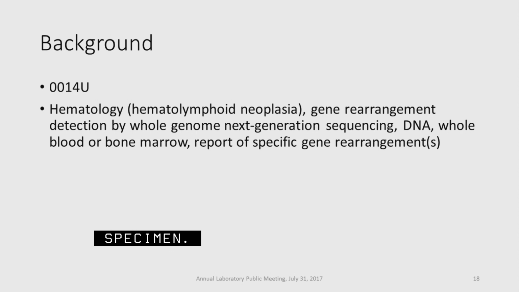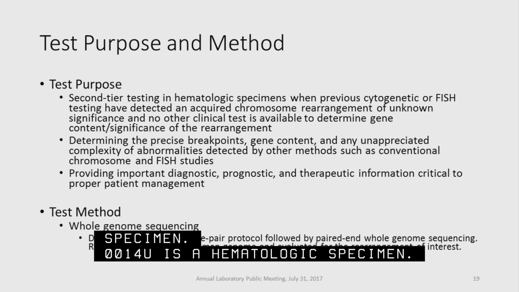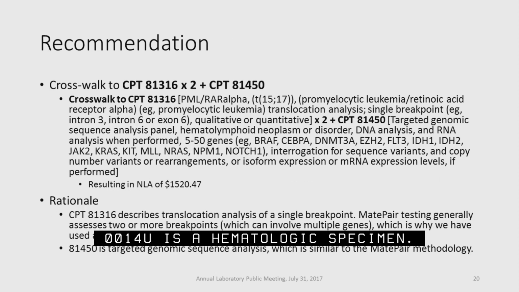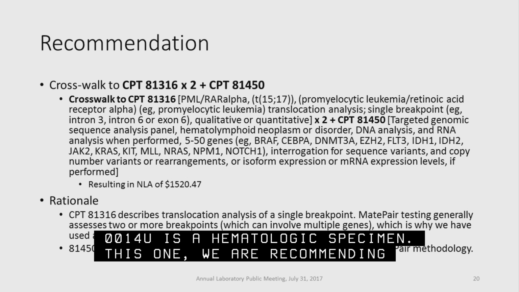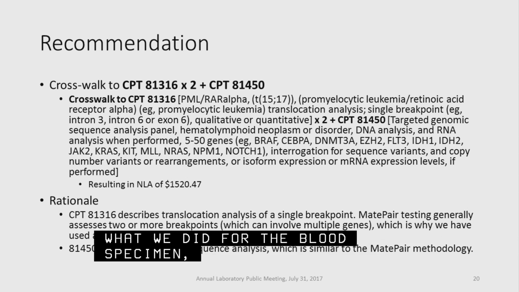0014U is mate pair for a hematologic specimen. Again, your test purpose and method are there. This one, we are recommending the crosswalk for this one to be the same as what we did for the blood specimen, 81316 times 2, plus the targeted analysis code of CPT 81450.